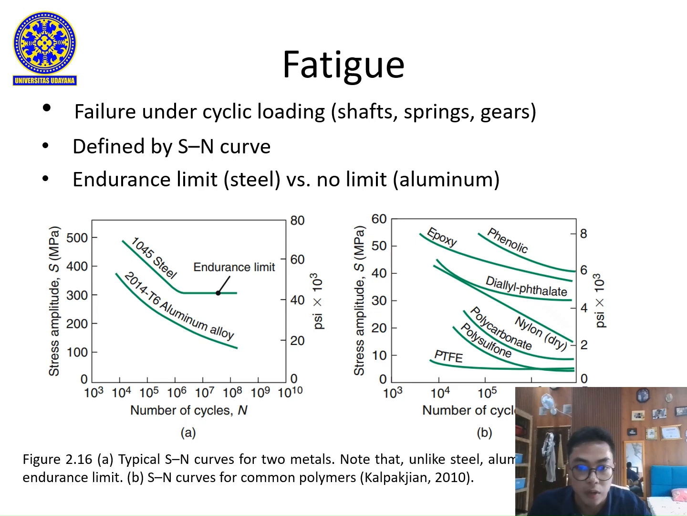Many engineering failures are due to fatigue, which is failure under cyclic loading. Even when stresses are below the static strength, repeated cycles can initiate cracks that grow until fracture. The S-N curve shown in figure 2.16 plots stress amplitude against the number of cycles to failure. Steels have an endurance limit below which fatigue will not occur. However, aluminum alloys do not have an endurance limit, and their S-N curve continues to decline.